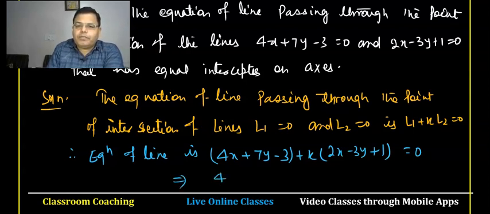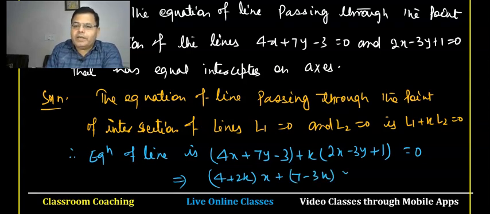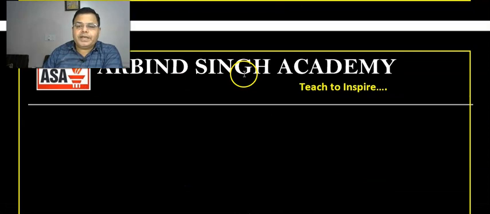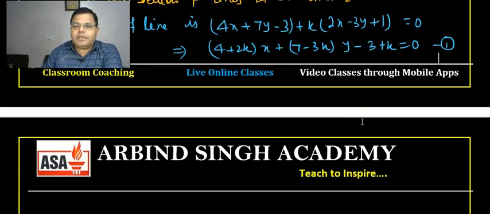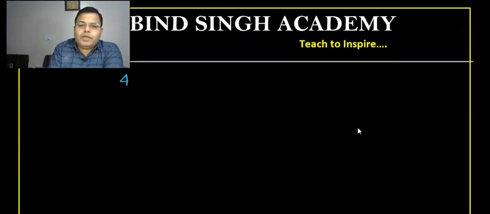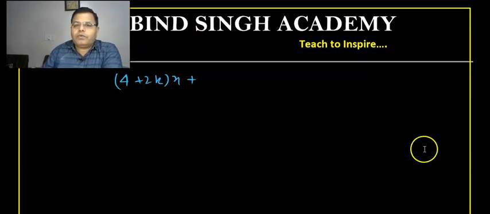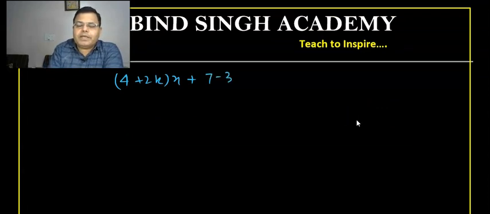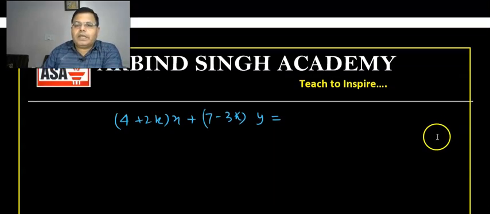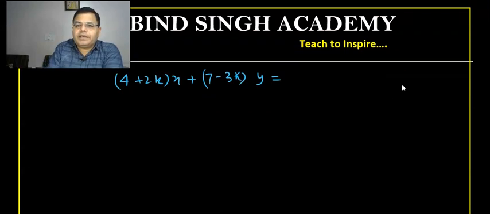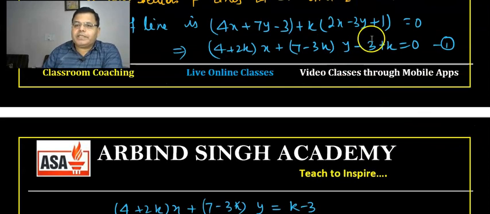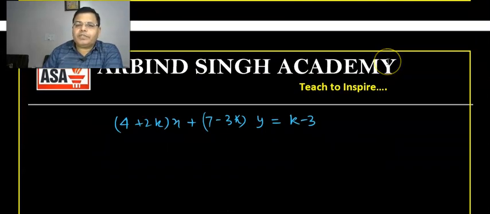That further can be written as (4 plus 2k) into x plus (7 minus 3k) into y minus (3 plus k) is equal to 0. Right? Now, since their intercepts are equal, what can we write here? We can write (4 plus 2k) into x plus (7 minus 3k) into y is equal to, that was k minus 3, isn't it, this side. That was 3 minus k on the opposite side. Right, now 3 minus k.